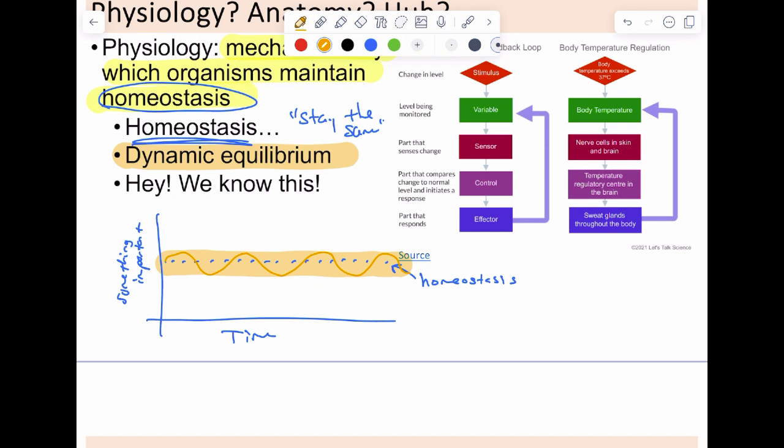Some things our equilibrium, our range is really small. We have very little tolerance to change. But some we can handle really big changes. It kind of just depends on the something important. We've seen this picture before. What is it? It's carrying capacity. Populations. The carrying capacity is the homeostasis. What happens to a population? It fluctuates around it, the dynamic equilibrium.